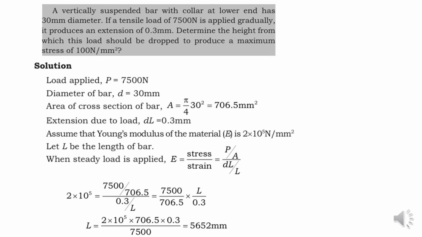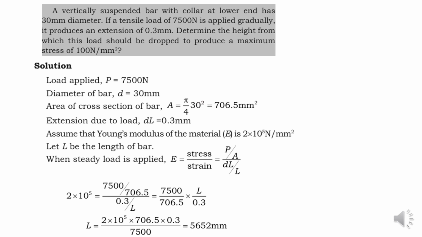Now it's a problem regarding the impact loading. A vertically suspended bar with collar at lower end has 30 mm diameter. If a tensile load of 7500 Newton is applied gradually, it produces an extension of 0.3 mm. Determine the height from which the load should be dropped to produce a maximum stress of 100 Newton per mm square. So which is a vertically suspended bar with a collar. So identify the problem which is having impact loading.